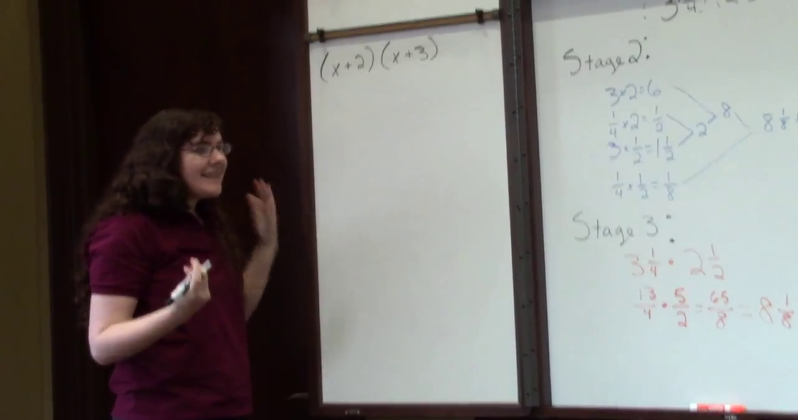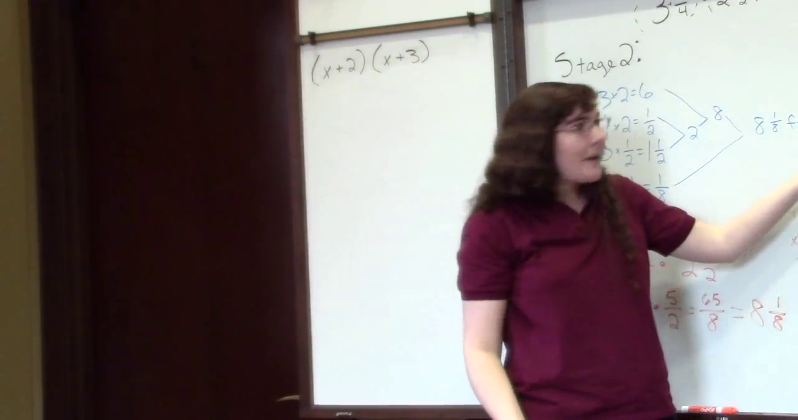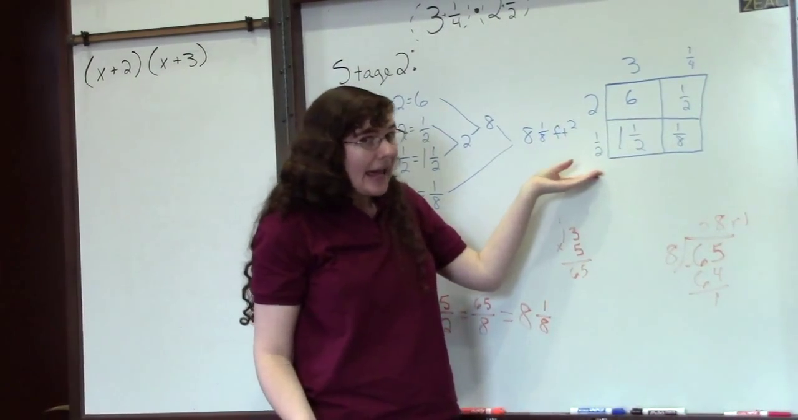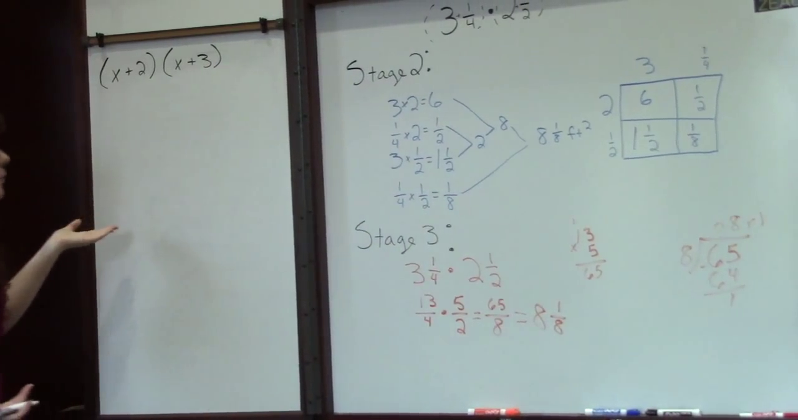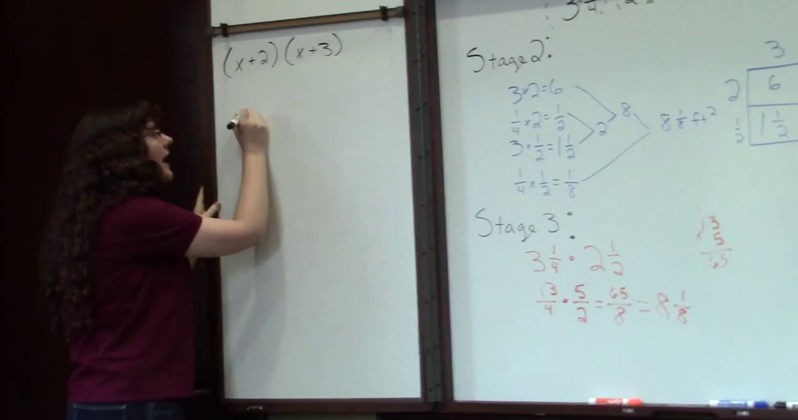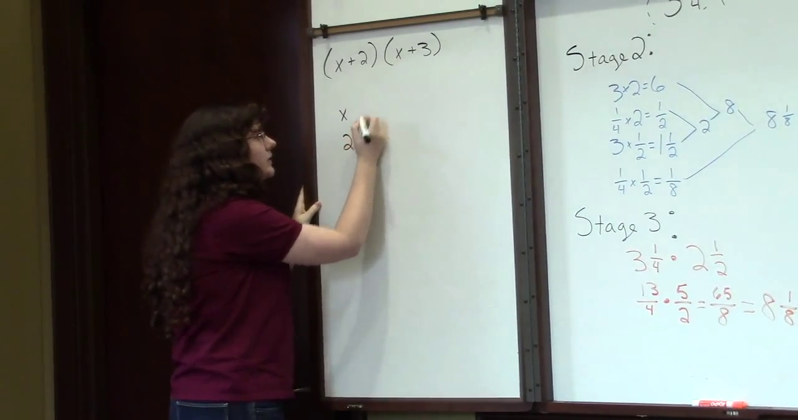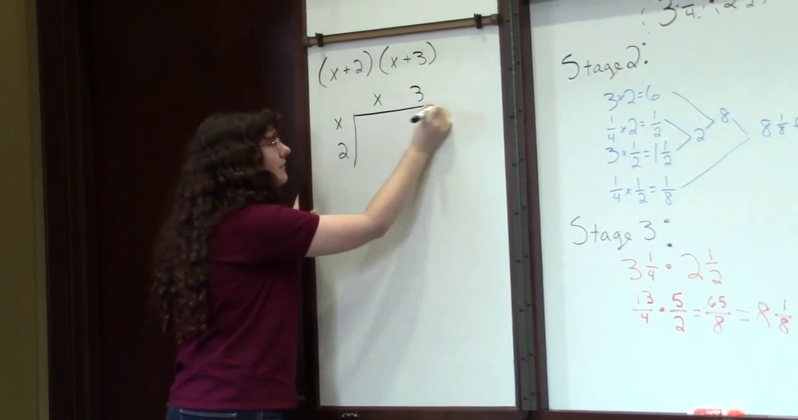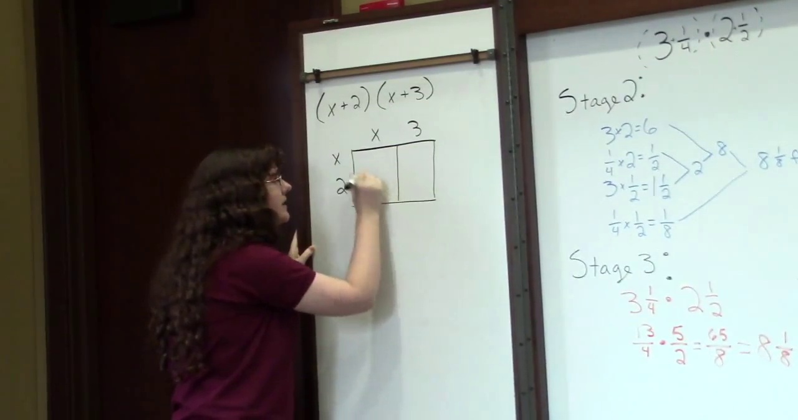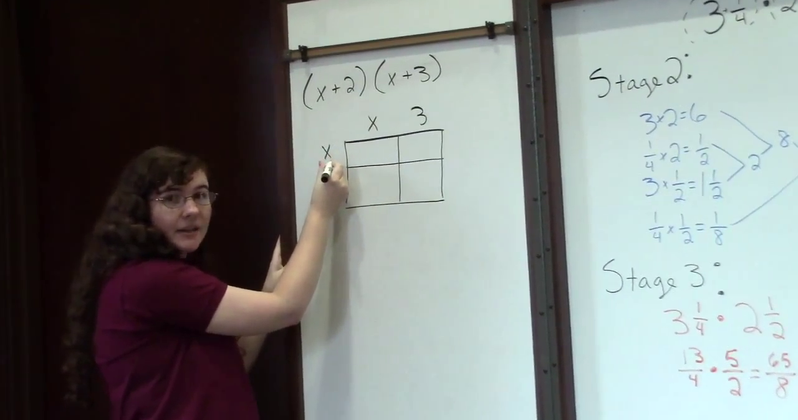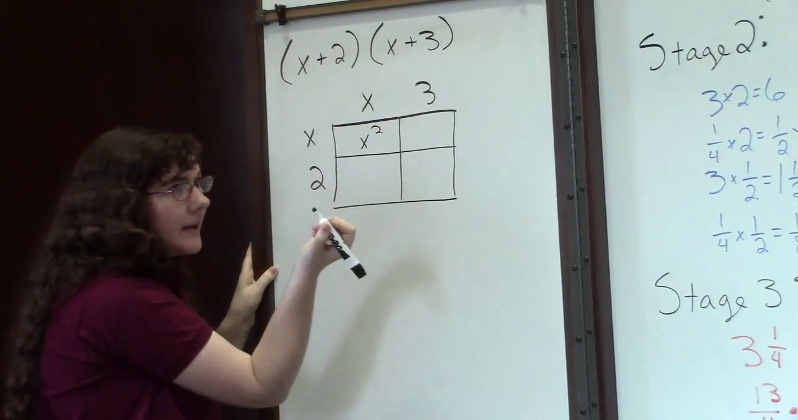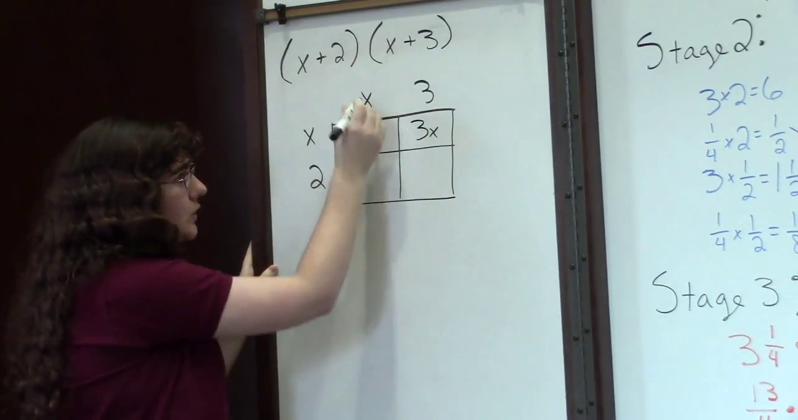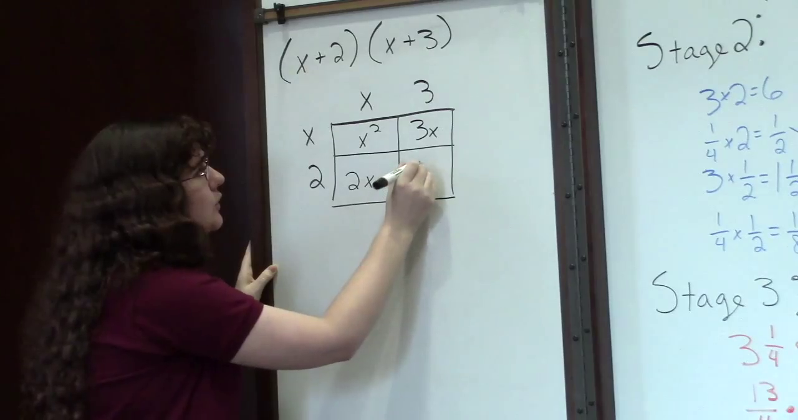They could use the exact same method that they had used over here by having 3 and a fourth multiplied by 2 and a half. They could work out the same way that x plus 2 times x plus 3 would be x times x, or x squared, and x times 3, and 2 times x, and 2 times 3.